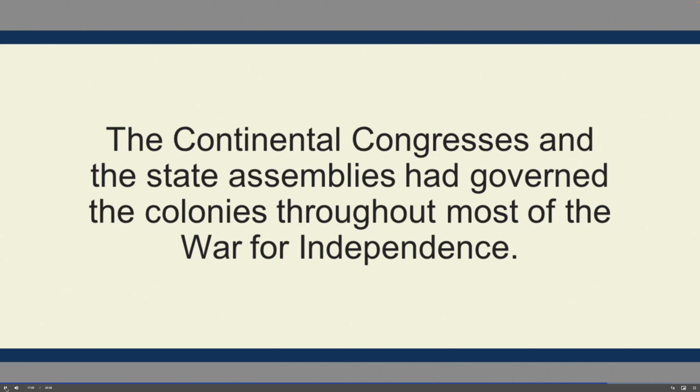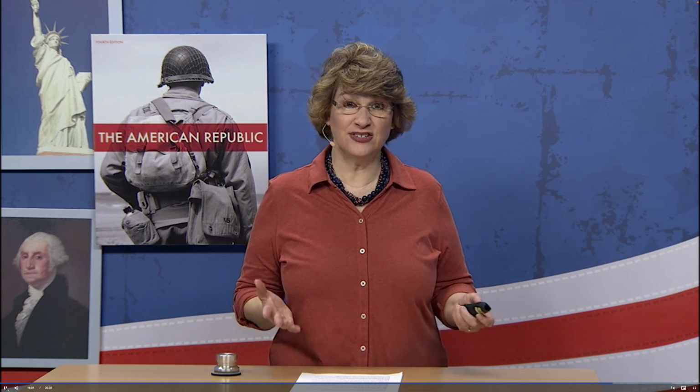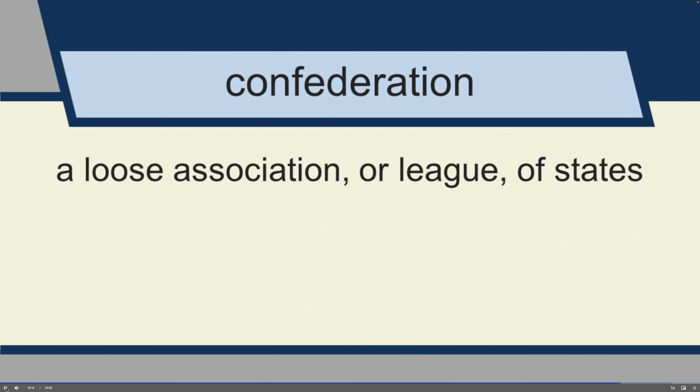So we talked about how the Continental Congresses and the state assemblies had governed the colonies throughout most of the War for Independence. Before the war, the state legislatures practiced self-government, so the colonies really did understand the concept of government. The Continental Congress, because the states were jealous of their authority in their respective states, chose to form a confederation, or a loose association or league of states. Under the plan, the government had one governing body, a Congress, whose members were to be elected yearly.